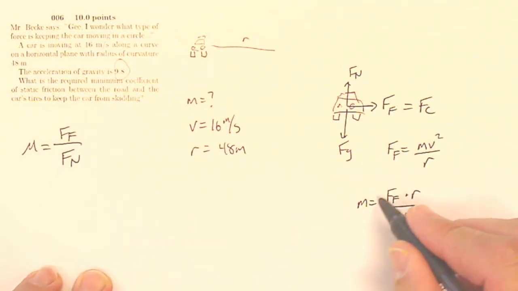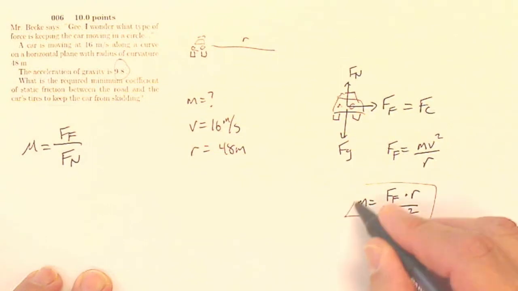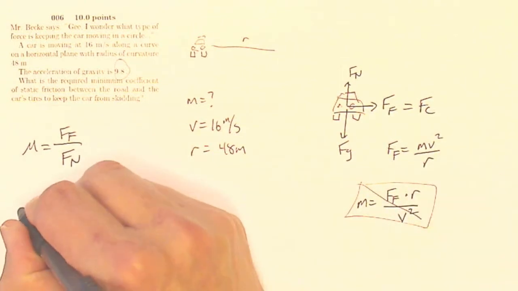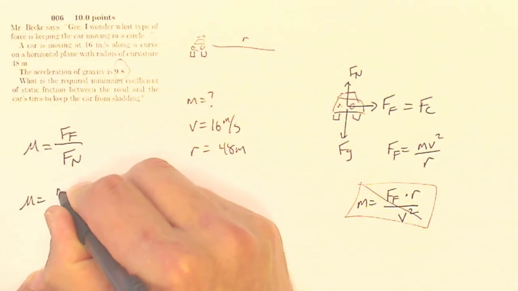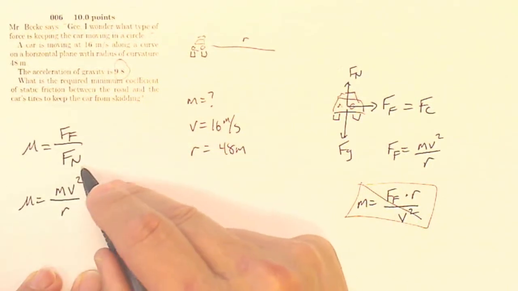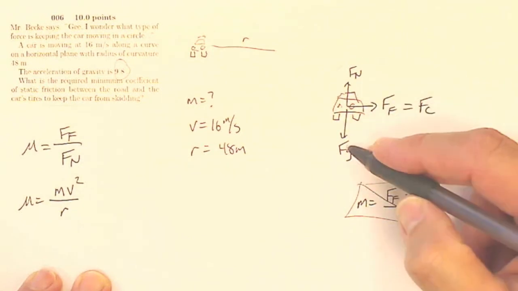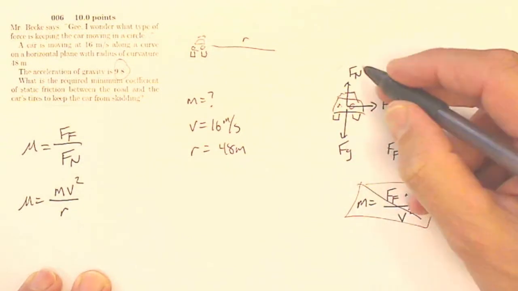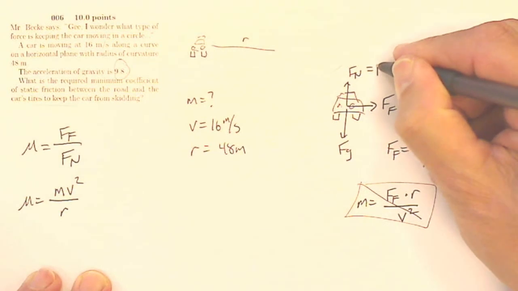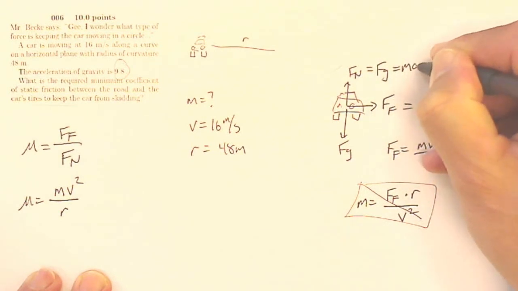So actually, I'm going to skip this step that I was taking before, so ignore that for a second. My force of friction is mv squared over r. So that means mu is going to be mv squared over r divided by the normal force. Well, what's the normal force going to be? It's going to be the same as gravity. So my normal force here in this case, because I have no vertical acceleration, is going to be the same as the force of gravity, which is going to equal mg.